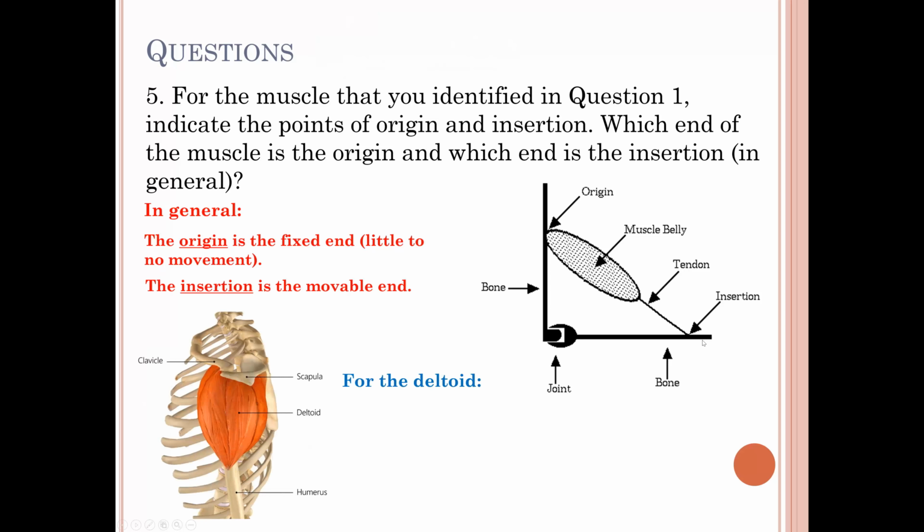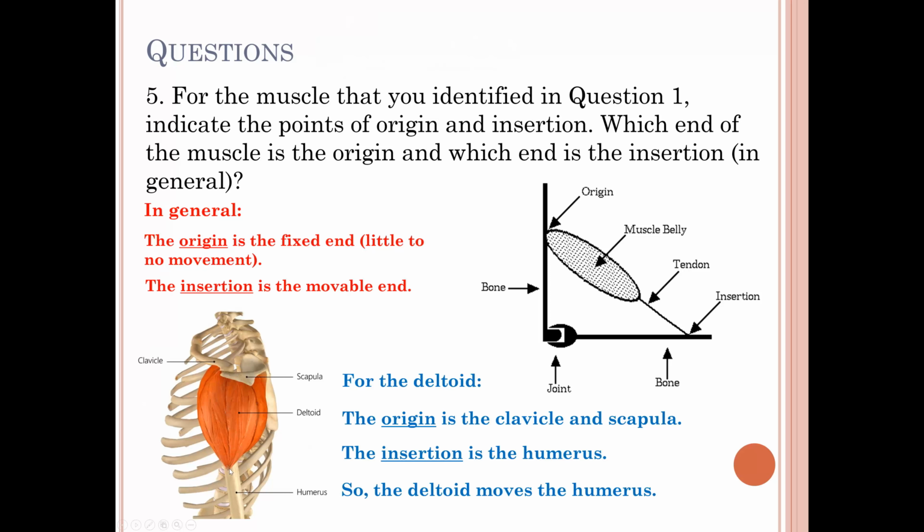So if we take a look at the deltoid specifically, we can see that the origin is the clavicle and the scapula. So the deltoid is attached to both the clavicle and the scapula, and it inserts onto the humerus. So that means the humerus would be the movable end of the deltoid, and so the deltoid does move the humerus. So when you abduct your shoulder or even flex and extend it, you're actually moving the humerus around.